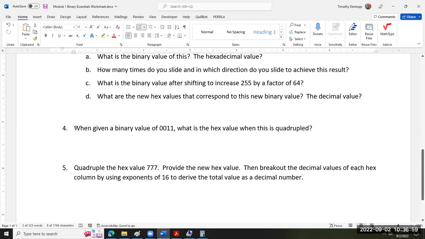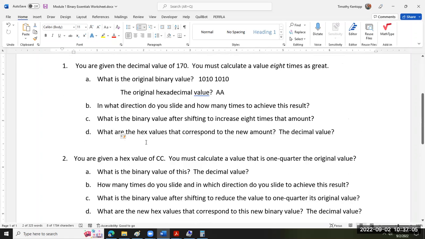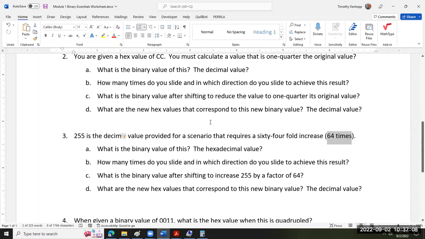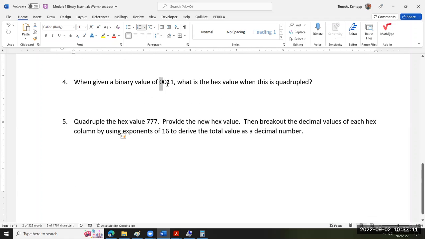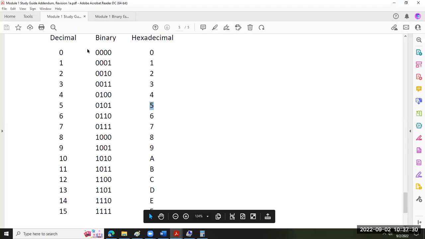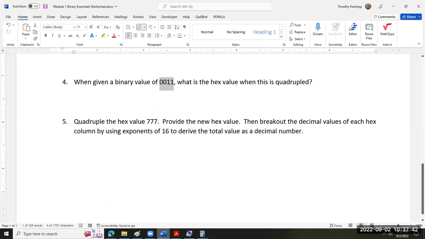Now, when you have this question, I'm not guiding you with those questions, right? By this time, when you finish the first three examples, I'm showing you the process you use to derive these things manually. And then, all right, when you're given a binary value of 0011, what's the hex value of this when it's quadrupled? Well, I'm going from binary to hex. Do I have to worry about going to decimal in between? Can I work from binary to hex directly? You can go straight from binary to hex with this table.